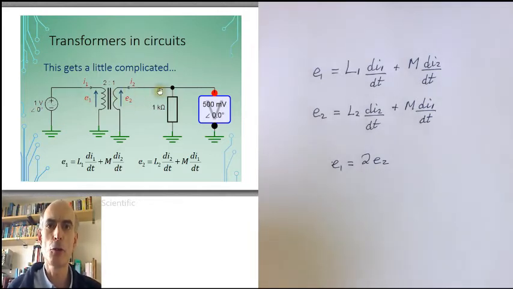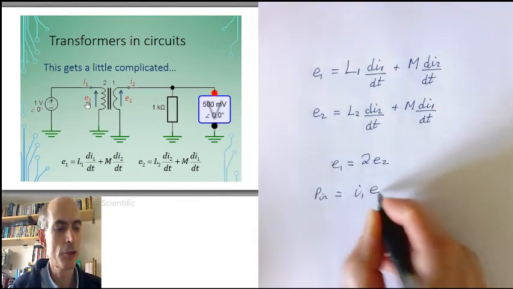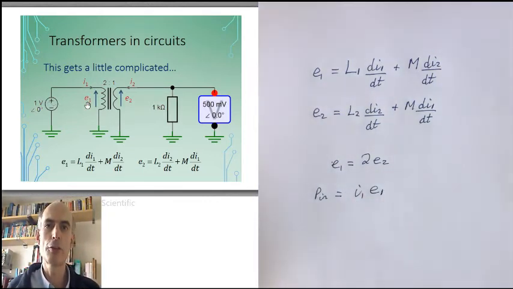An ideal transformer doesn't extract any energy from the circuit either. So we can look at this in terms of power. Well, the power that's coming into the transformer by I1 going down through this potential E1, power in, if you like, is just I1 times E1, power being current times the equivalent of voltage. And that must be equal to the power that's going out of the secondary side, if this transformer is going to be an ideal component.